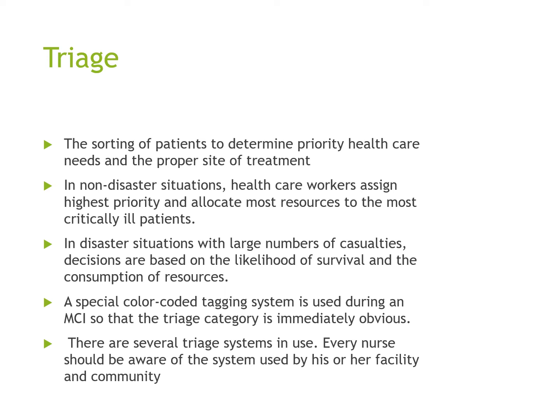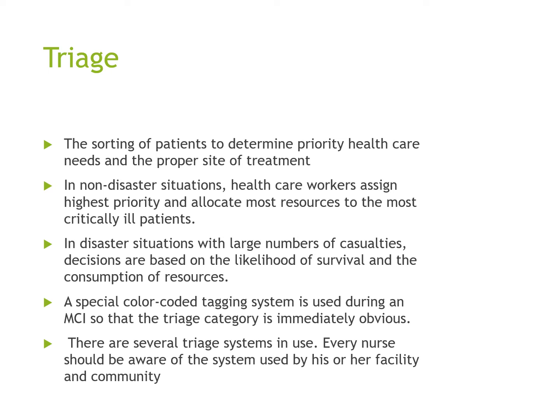All right. So triage we've discussed already. So in non-disaster situations, healthcare workers assign the highest priority and allocate most resources to the most critically ill patients. So keyword is in non-disaster situations. And then in disaster situations with large numbers of casualties, decisions are based on the likelihood of survival and the consumption of resources. So we have a special color coded tagging system, right, which is used during the mass casualty incident. And there are different ways that they can triage patients, but every nurse has to be aware of the triage system in their hospital.